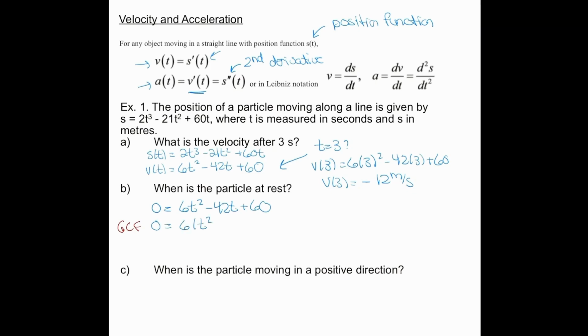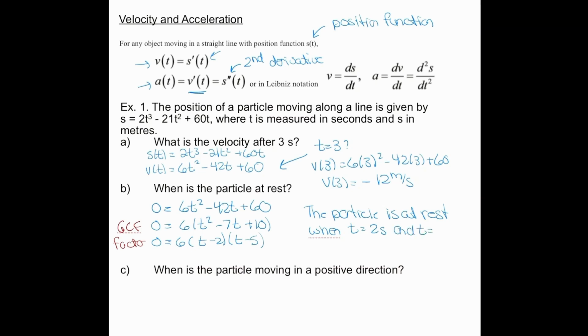I'm left with t squared minus 7t plus 10. Now I need to factor this to find my zeros. So when I factor this, I get t minus 2 and t minus 5. So I'm going to have two spots where the particle is at rest. The particle is at rest when time is equal to 2 seconds and when time is equal to 5 seconds.